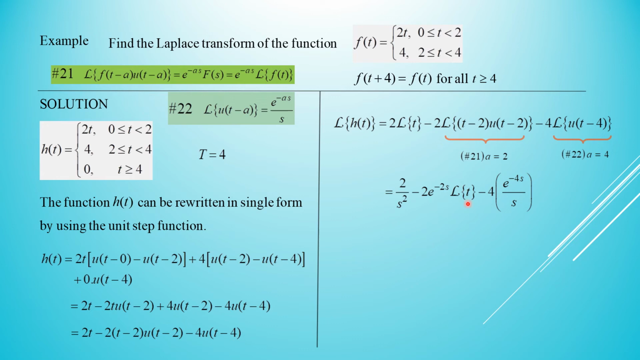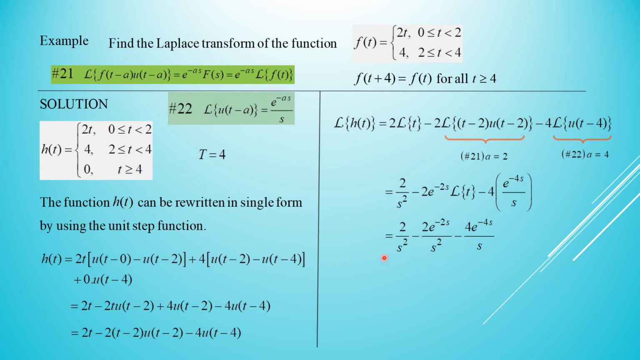Alright, so we write 2e to the minus 2s times Laplace transform of t, minus 4 times Laplace transform of u(t minus 4) based on formula number 22, where we now replace a by the number 4. So we write minus 4 times e to the negative 4s over s. So Laplace transform of h(t) is equal to 2 over s squared minus, now Laplace transform of t is 1 over s squared, so this term becomes 2e to the negative 2s divided by s squared, minus 4e to the negative 4s over s.